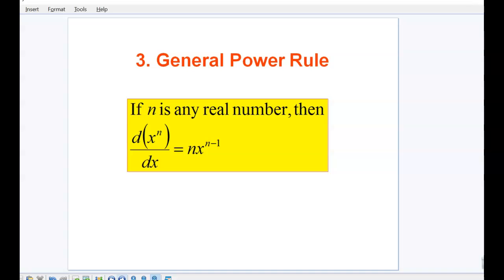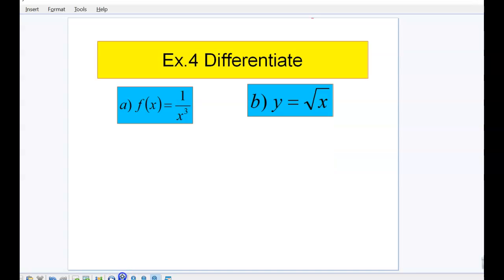Okay, now we're going to extend our power rule to let our exponent be any real number. So before we said the exponent had to be a natural number, but now we're going to let it be any real number. And the power rule is the same thing. I bring the exponent up front and I subtract 1 from the exponent.